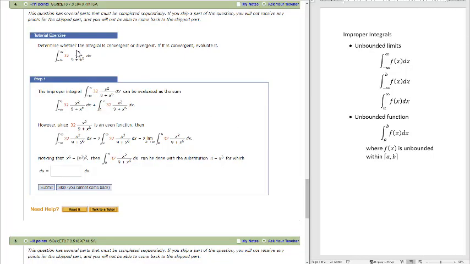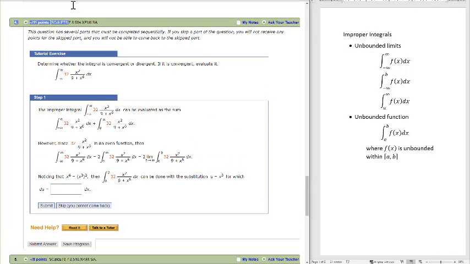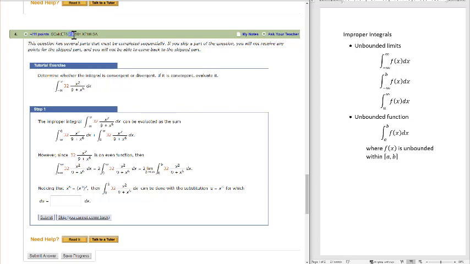Let's do a problem from your lab assignment. This is from section 7.8, problem number 4. Determine whether the integral is convergent or divergent, and if it converges, then evaluate it. We have the integral from minus infinity to infinity of 32 x squared divided by 9 plus x to the 6 dx.